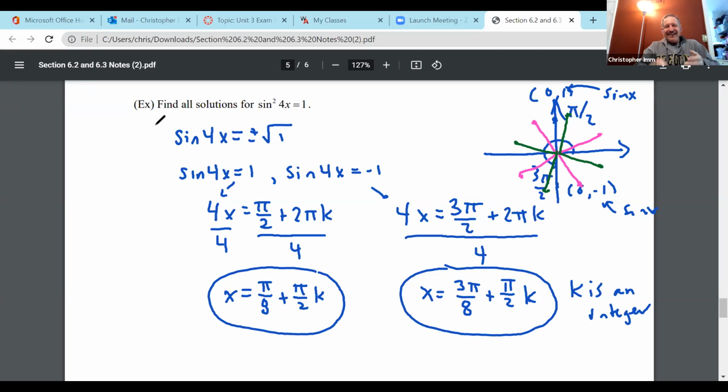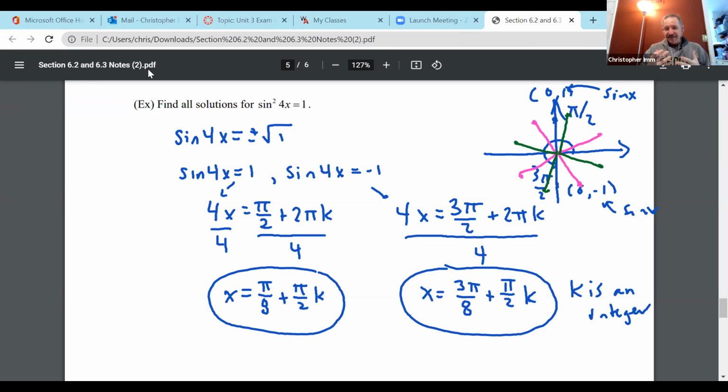So I guess if you really wanted to put them together, wouldn't it be something like pi over 8 plus pi over 4k? I think that would get you everything there. Okay, so you see the symmetry there. All right, great job. Any questions on multiple angles there?